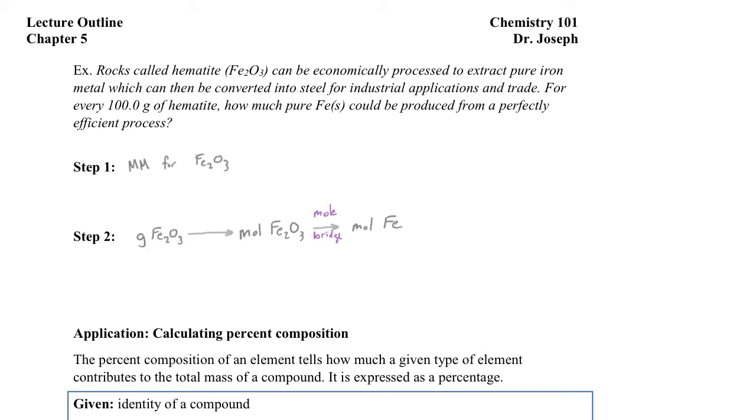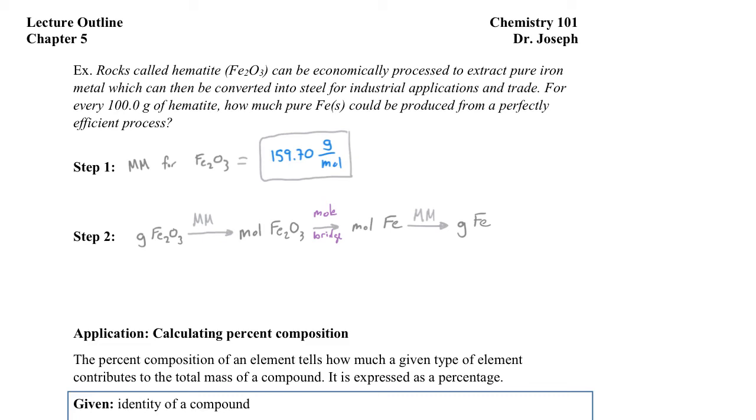Now, because we're starting with grams of hematite, we're going to need to convert that grams of hematite into moles of hematite by using the molar mass. And then on the other side of this, we're going to need to convert our moles of iron into grams of iron because that's what we're interested in. In order to do that conversion, we're going to use the molar mass of iron. So those are the 2 steps. Go ahead and start with step 1, finding the molar mass of hematite.